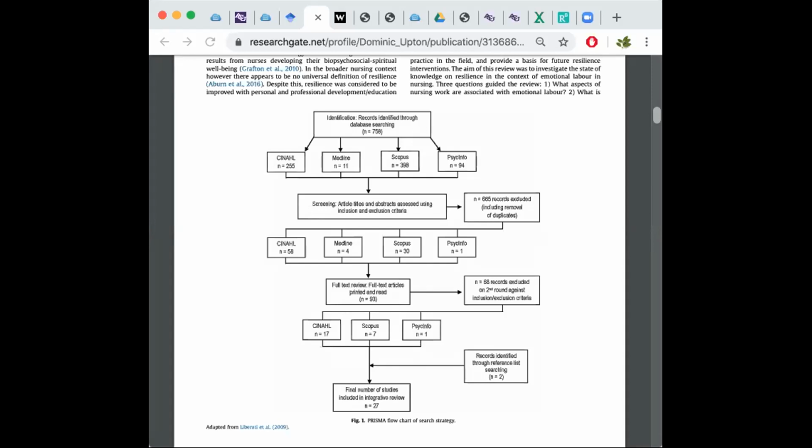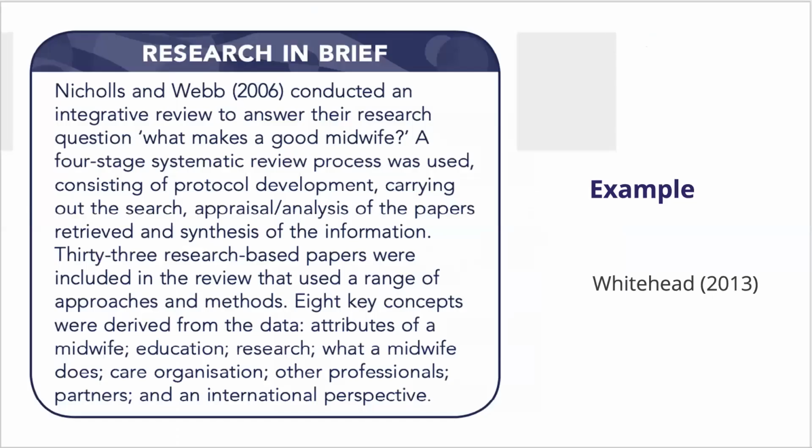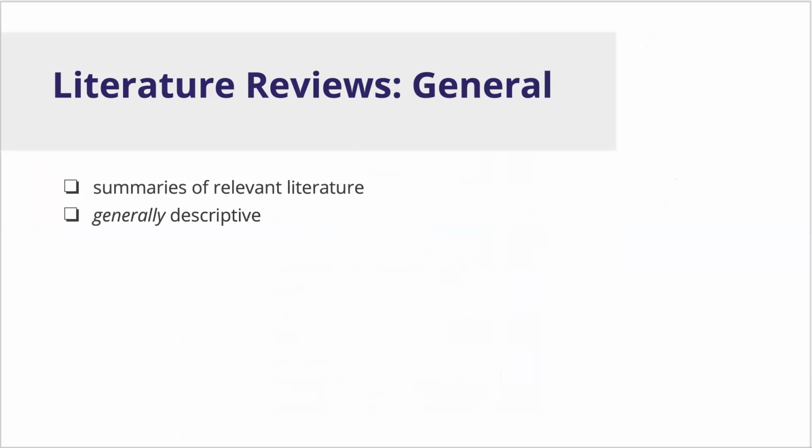Let's go back to our slides here. So in general, let's look at what a literature review is designed to do. First of all, you're providing some summaries of relevant literature. It's generally descriptive. You're talking about things, but you're probably not analyzing most of these studies in great detail.